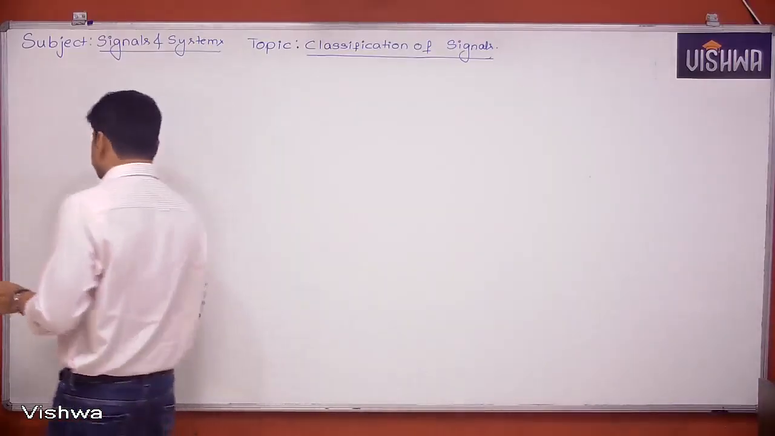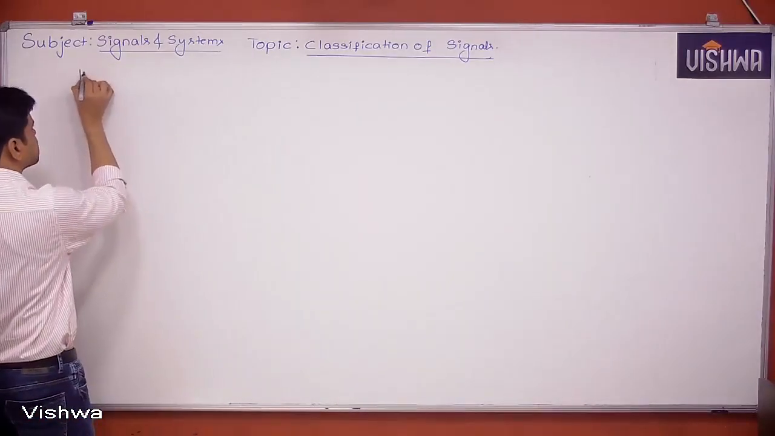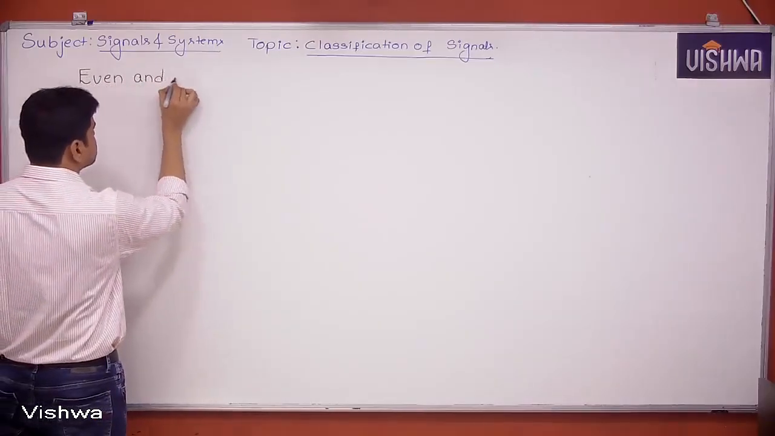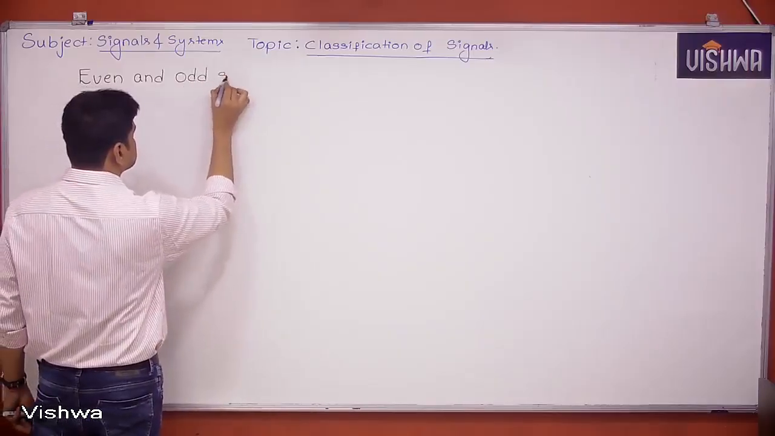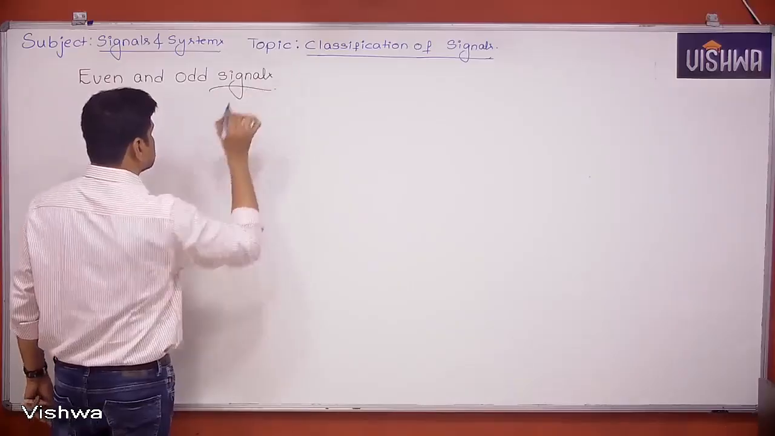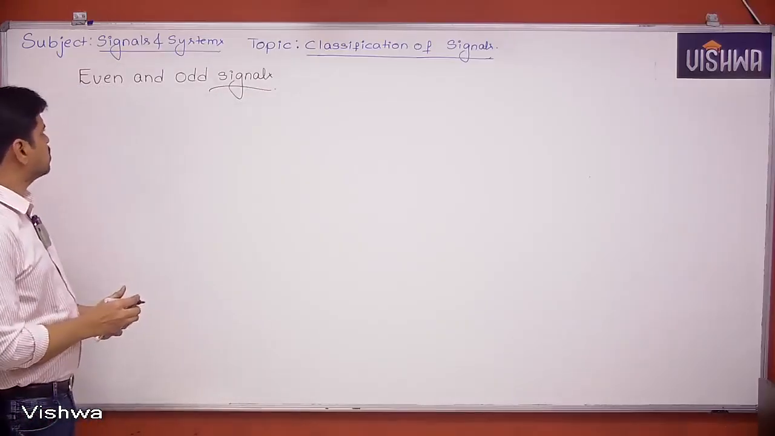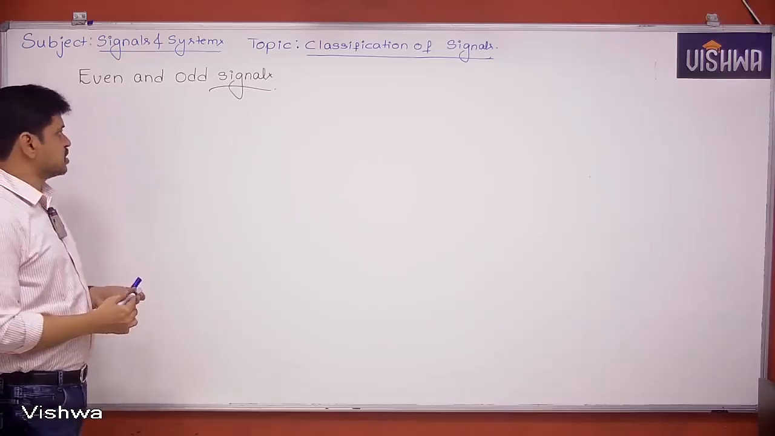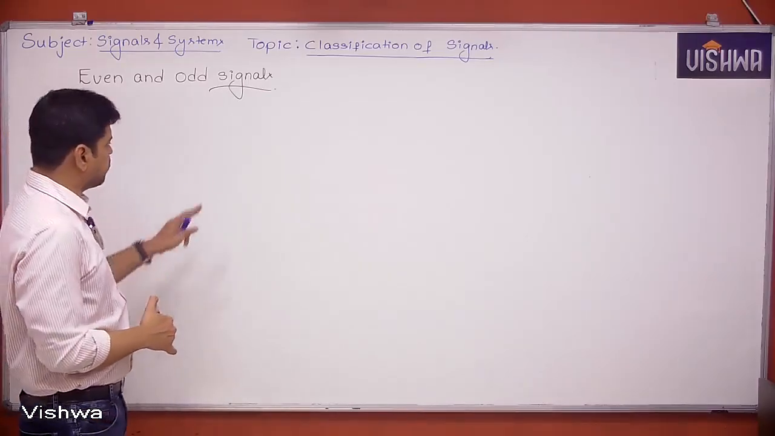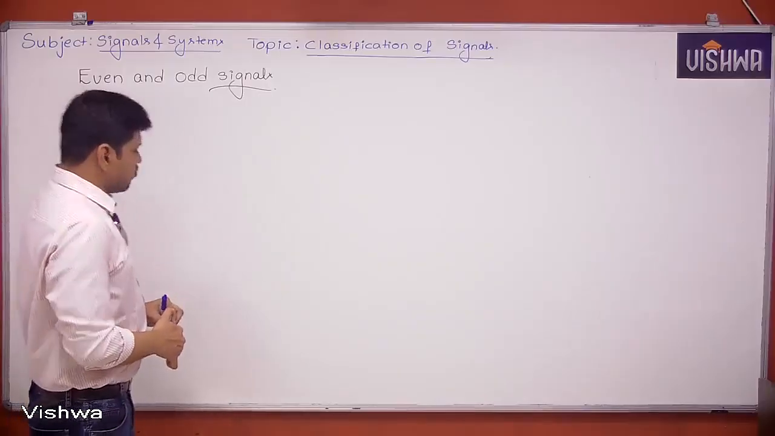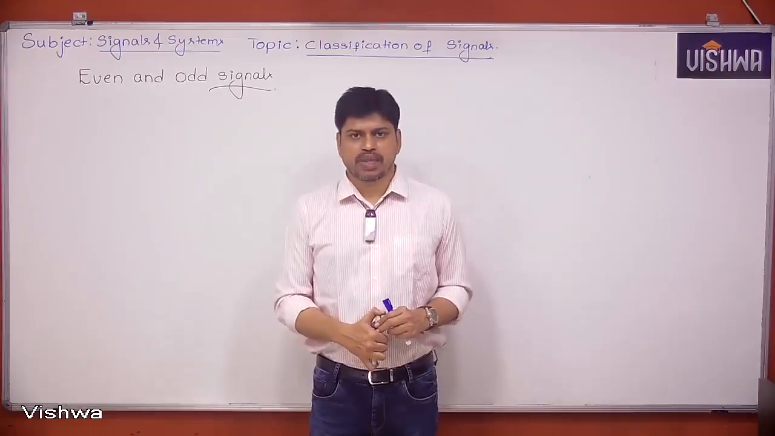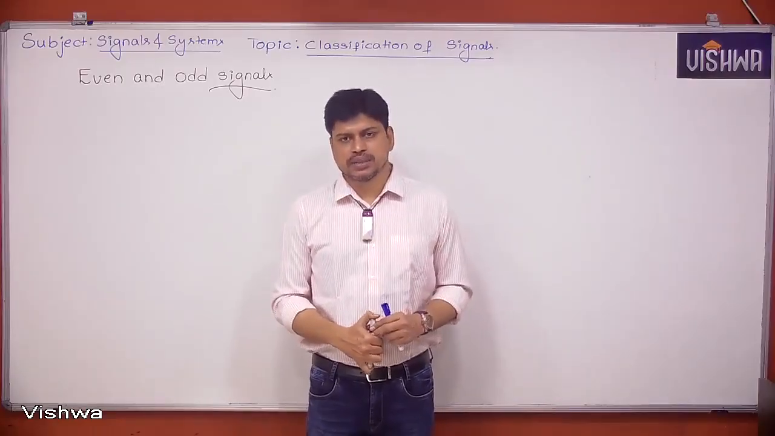Next classification: even and odd signals. Even signal is also called a symmetric signal. Odd signal is also called an anti-symmetric signal. When can we say a signal is even or symmetric? The word symmetric is very important.